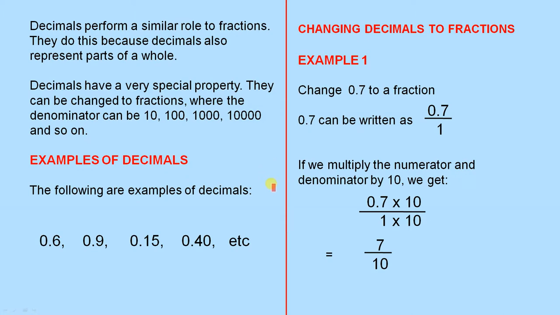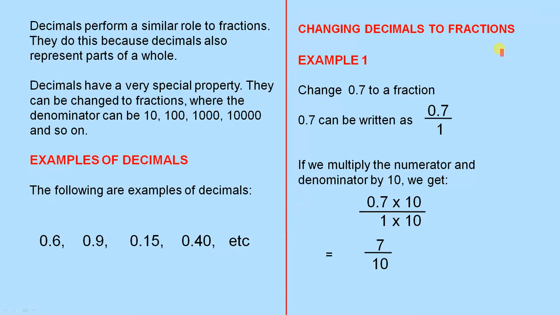Examples of decimals. The following are examples of decimals, and this is how we say it. 0.6, 0.9, 0.15. We do not say 0.15 as a single number. We say each digit separately: 0.15, 0.40, etc.